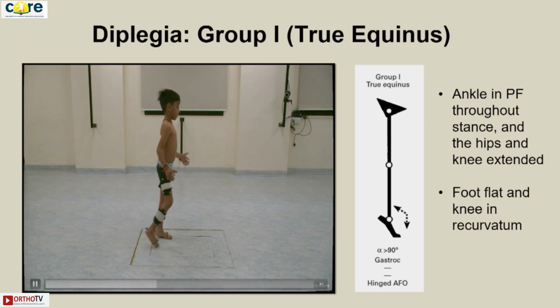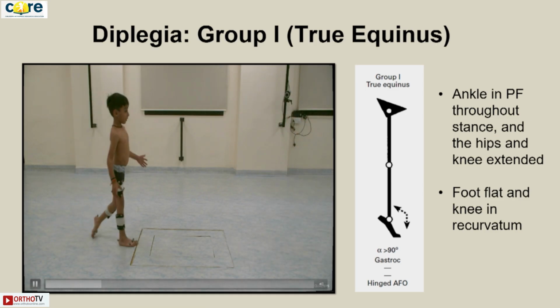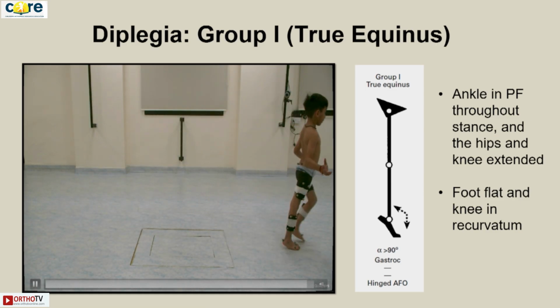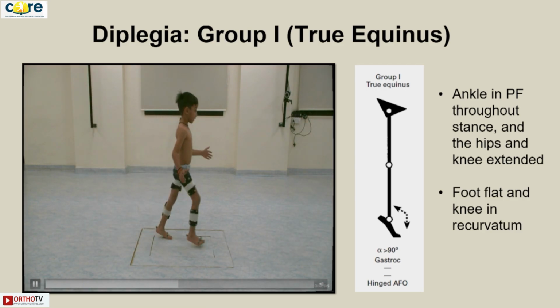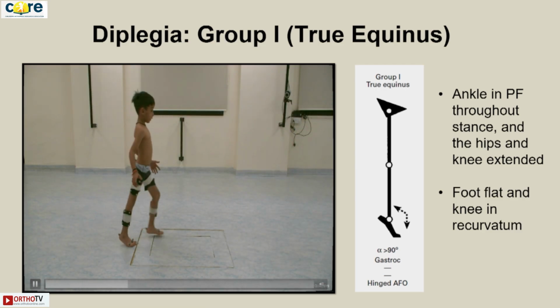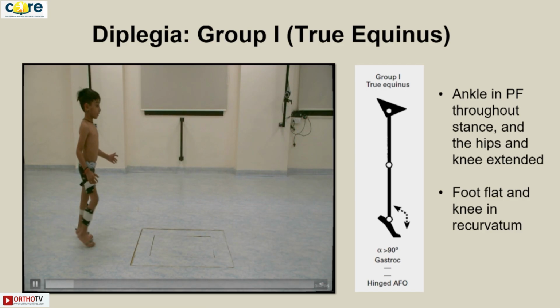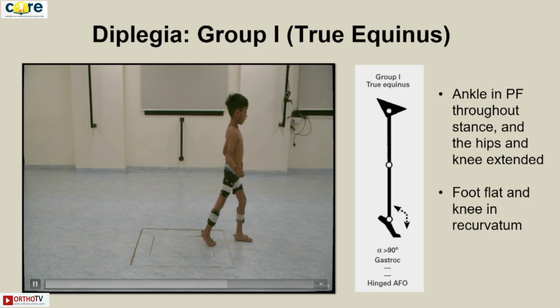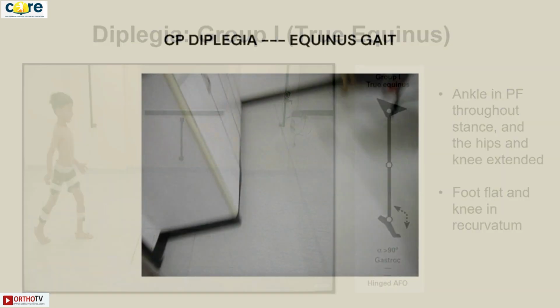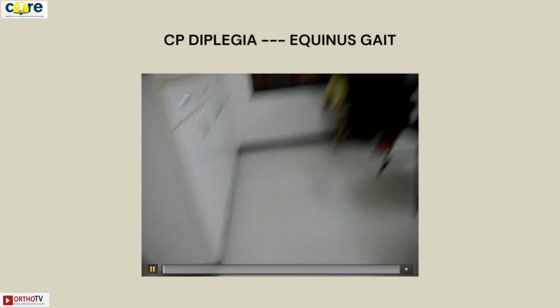Now what is a true equinus? This is a child who walks on his toes. The ankle is plantar flexed throughout the gait cycle in stance. Hips and knees are extended. The foot falls flat, and the knee goes into recurvatum. So this child has a pure equinus deformity, which is a true equinus. Now this child comes walking into the lab like this.